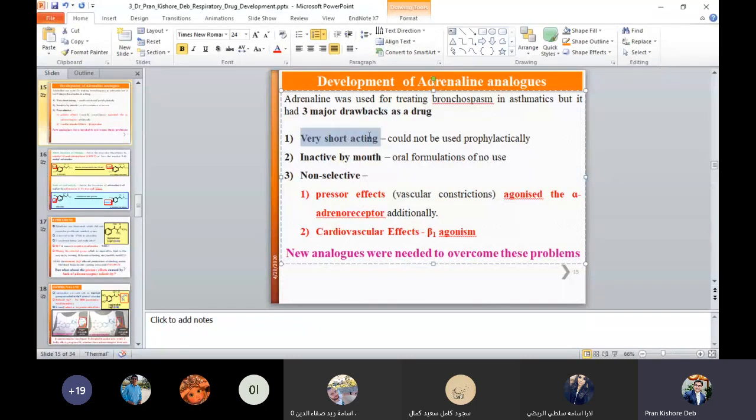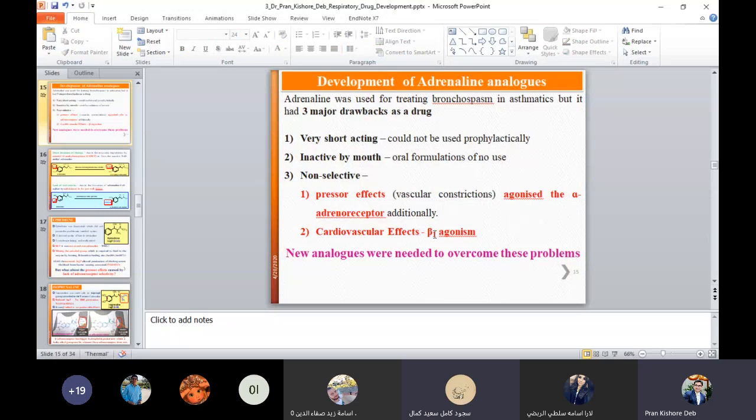First drawback is because of COMT. Second drawback is because of the sulfokinase. Third drawback, that is pressor effect, is because of the binding to alpha receptor. And fourth drawback, cardiovascular, is because of the binding to beta 1 receptor. Is it clear? So how to remember?